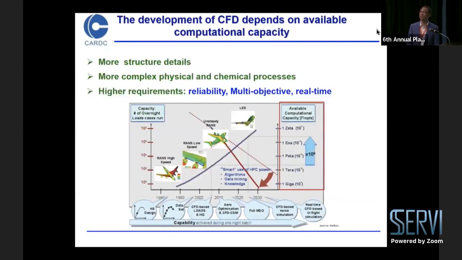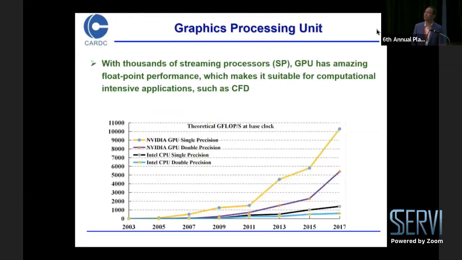The development of CFD depends on available computational capacity. Nowadays we see more structural details and more complex physical and chemical processes, and we want to meet higher requirements such as reliability, multi-objective, and real-time. A graphics processing unit has thousands of streaming processors, SP. The GPU has amazing floating point performance, which makes it suitable for computationally intensive applications such as computational fluid dynamics, CFD.